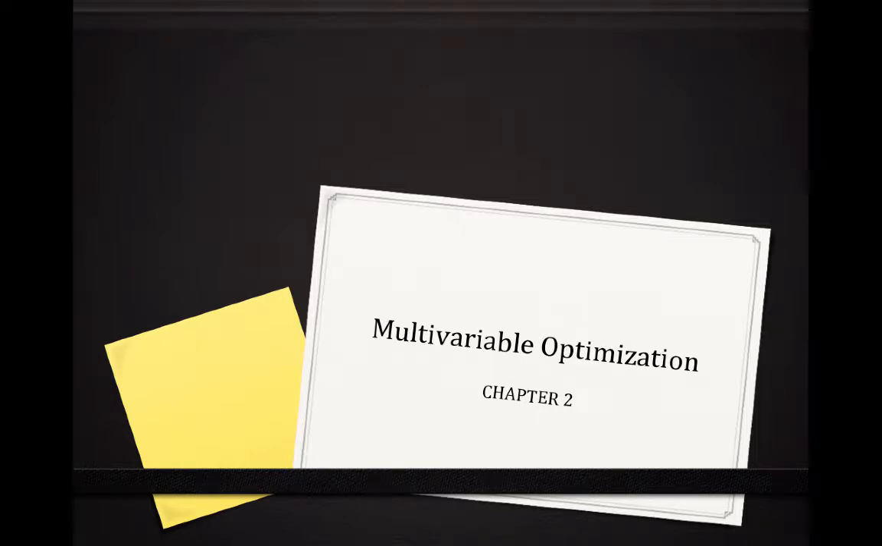Now we are in chapter 2, multivariable optimization. In this chapter, we consider the multivariate optimization problems. Many problems require the simultaneous consideration of a number of independent variables.